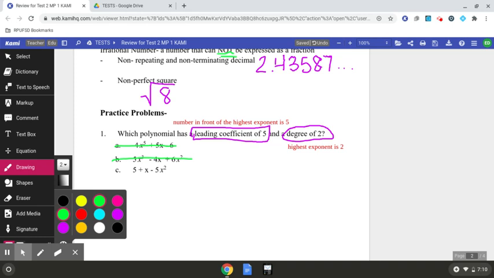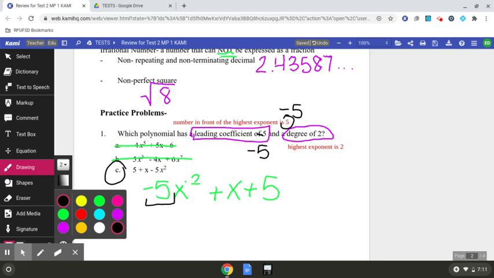So if we wrote this in standard form, highest to lowest, we'd have a negative 5x squared plus x, because that's the next highest exponent, and then plus 5. So this satisfies the highest degree or highest exponent being 2, but the leading coefficient of 5, and here's where there's a mistake, it should be negative 5, right? Because our leading coefficient is negative 5. So I made a mistake on the review sheet. This should say negative 5, and then the choice would be C. Okay, it has a degree of 2. It has a leading coefficient of negative 5.